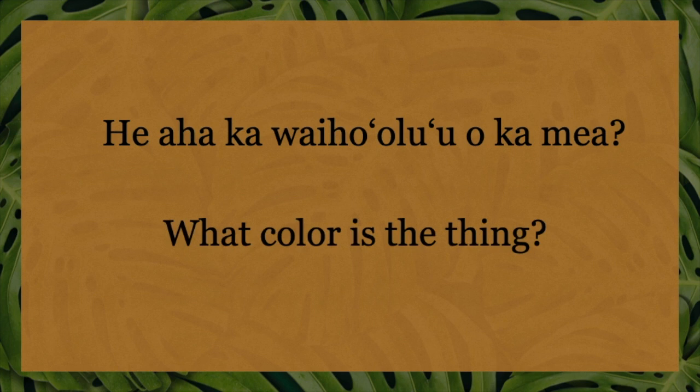To break this sentence down, he aha is a phrase we use for what questions, so it's kind of meaning what. Ka Waiho'olu'u means the color. O means of in this case. And then ka mea means the thing. So if you're asking what color things are, you can replace ka mea with whatever thing you're asking about. And we're going to use that in our examples as we learn the colors.